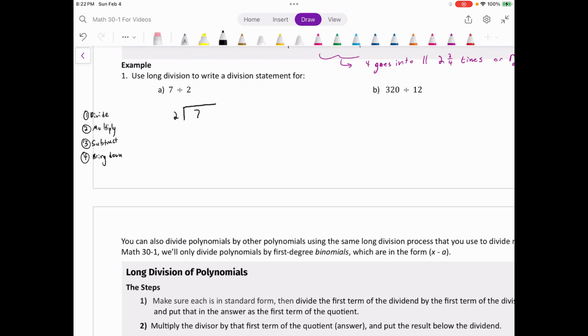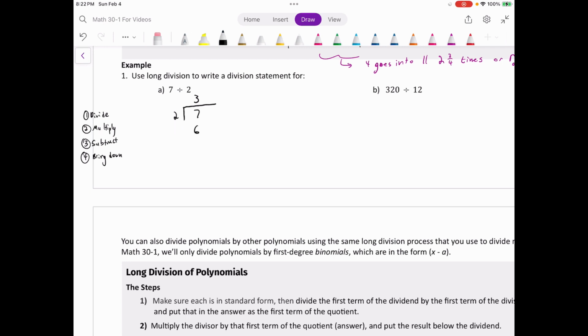So divide: how many times does 2 go into 7? Well, 3 times, right? It definitely goes in 3 full times. 3 times 2, so I did the divide part. I put the quotient up here.